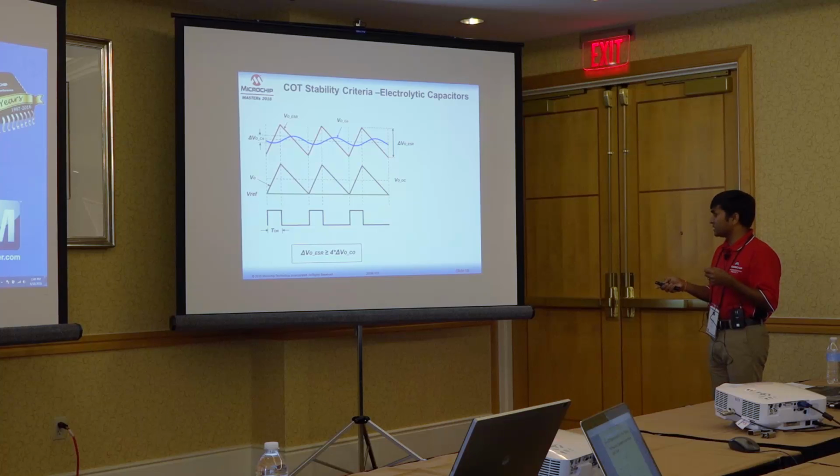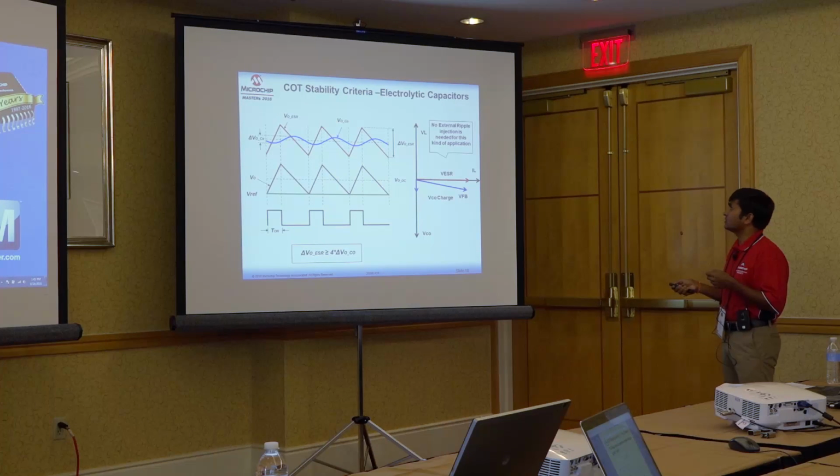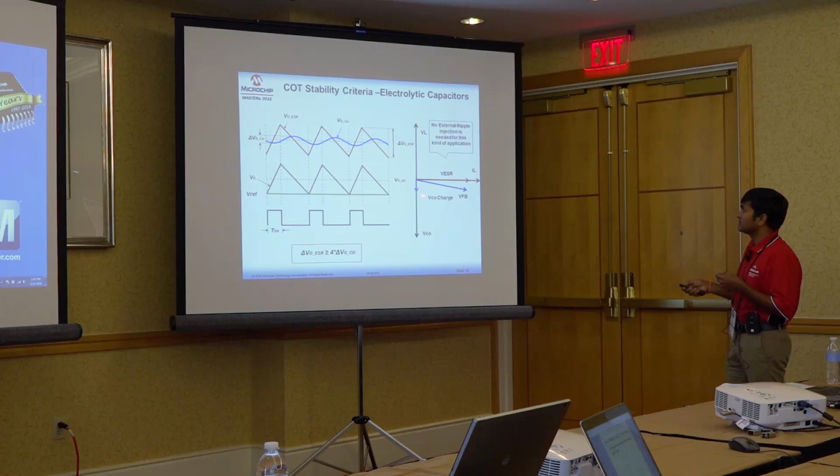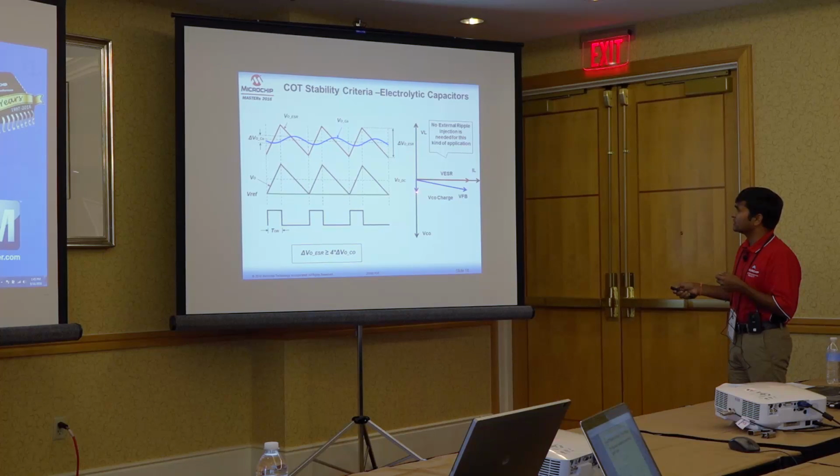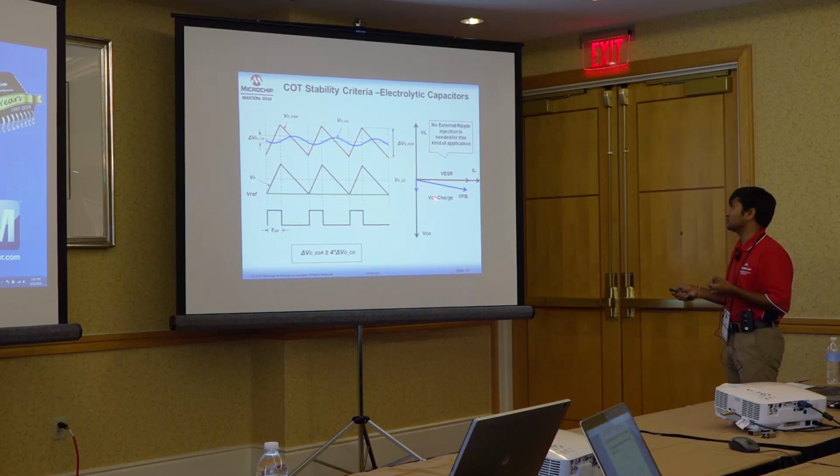So, if you take the vectorial diagram for these two ripples, this is the inductor current on the x axis, and the inductor voltage and capacitor voltage. The magnitude of the capacitor component is very small and lags the inductor current by 90 degrees, and the ESR ripple is in phase with the inductor current, and its magnitude is high. This is the case with electrolytic capacitors.